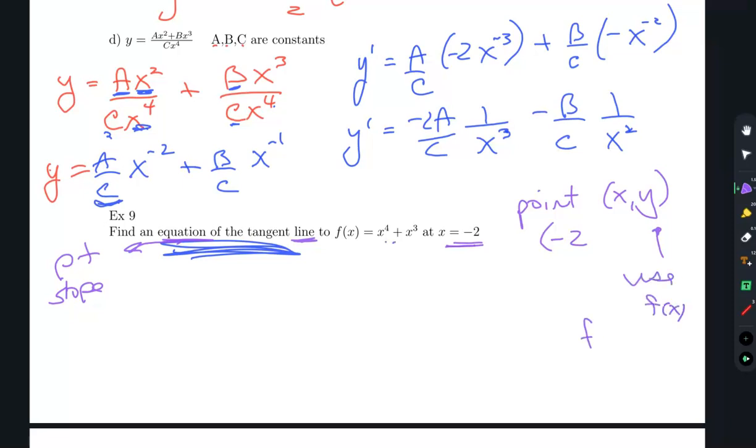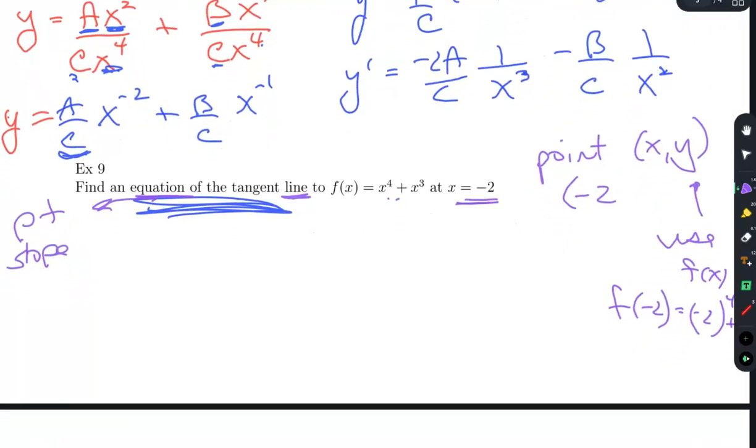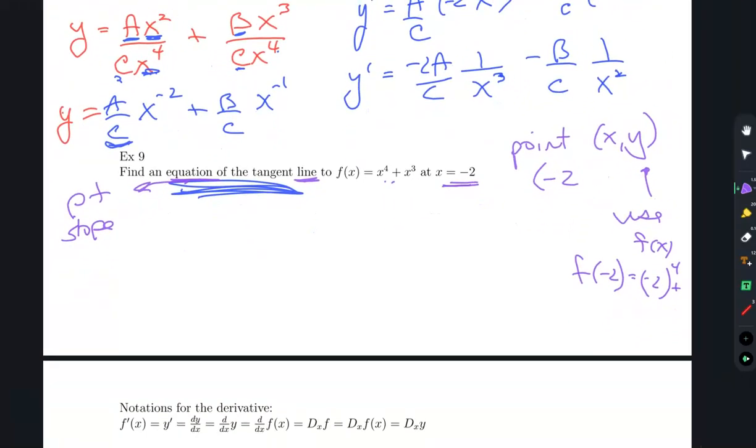Yes. So if I put negative 2 in there, I get negative 2 to the 4th plus negative 2 cubed. Okay, so let's make sure we know what this is. Negative 2 to the 4th is a positive 16 minus an 8. So that gives us the y value of 8, right? So negative 2, comma 8. So that's the xy point.